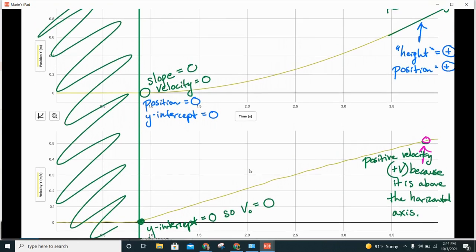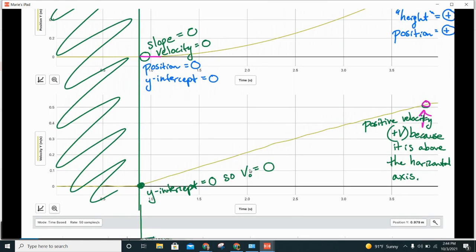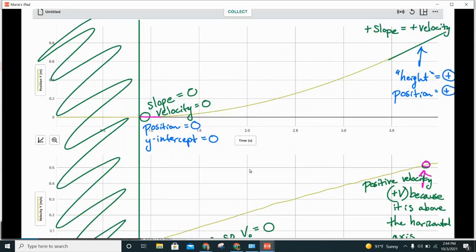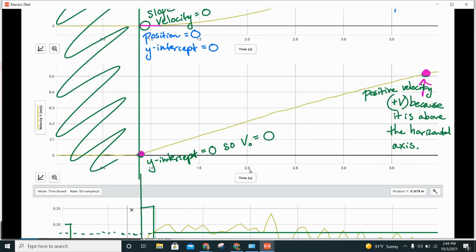Now, if you wanted to go from your position versus time graph to your velocity versus time graph, all you have to do is look at those slopes, because the slope on a position versus time graph gives you velocity, and the slope on your velocity versus time graph is going to give you the next one. And we just have to talk about what that means. So here at the beginning, your slope is 0, which means that that's how you know your velocity is 0. And up here, your slope is positive, which is why you're going to end up with a positive velocity at the end.